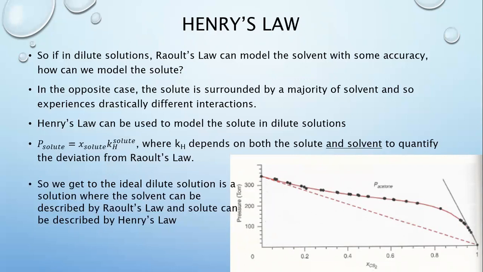So from here, we can get the ideal dilute solution: a solution where the solvent can be modeled by Raoult's law and the solute can be described by Henry's law. So we can get some degree of accuracy. Or asymptotically, you're like, look, we have an asymptote right here where it's getting lower and lower.